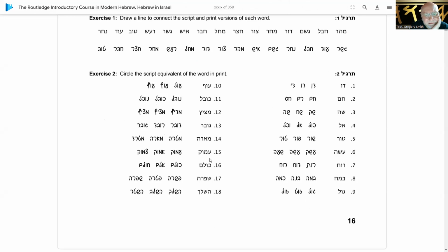Number 15. We've got, let's just say, Amuk. I might have actually gotten that one. Amok. Oh, it's Amok. Okay, so it means deep. So maybe you could say like a deep ocean, Amok.